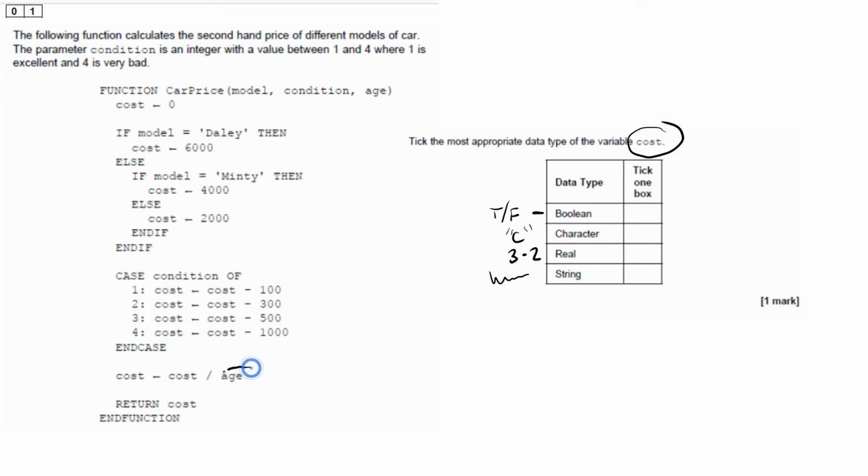We've got here, cost is cost divided by age. So when we're going to divide something, it's possible that we're going to get one of those decimal numbers there. So from that, I can be pretty confident at saying that it's real. None of those say integer or anything different, so it's got to be that one.